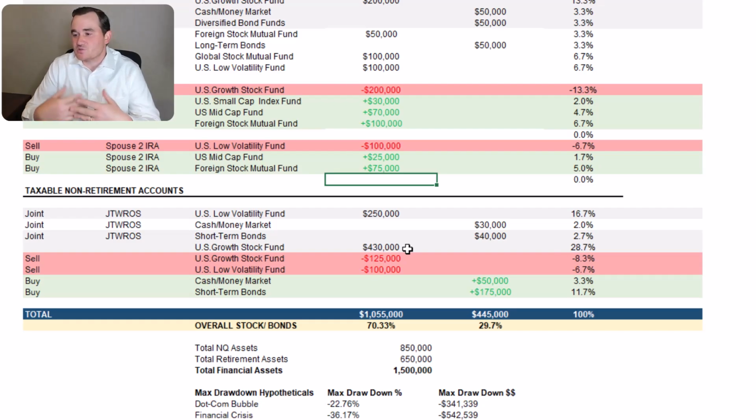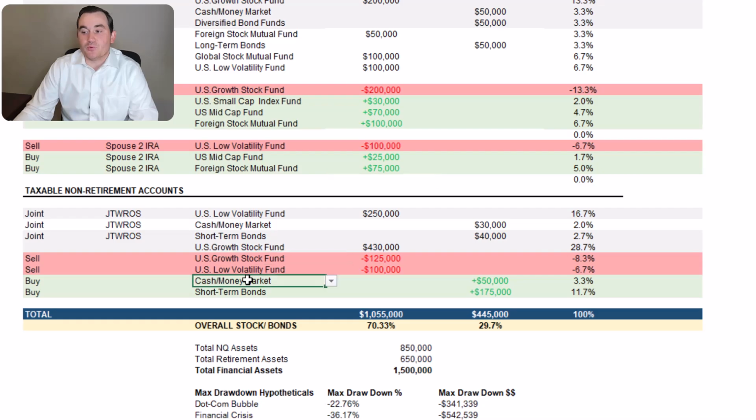So other things being equal, have them sell roughly $125,000 from the growth stock fund and then around $100,000 from the low volatility fund. With the proceeds, what I would do is redeploy that money. I would boost up their cash position a little bit. They only have $30,000 in cash outside of retirement accounts, so I'd put that in a money market or something relatively liquid, just to increase their liquidity, which could be valuable, especially considering their time horizon.